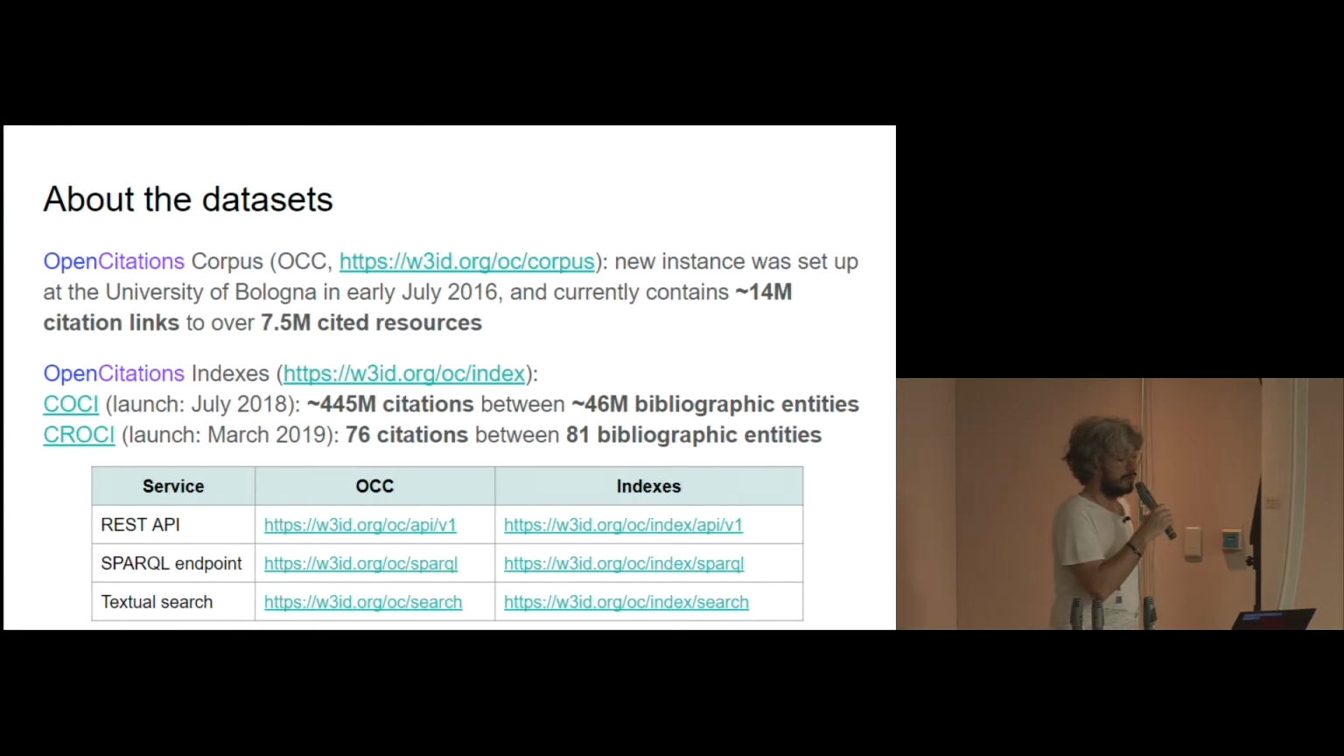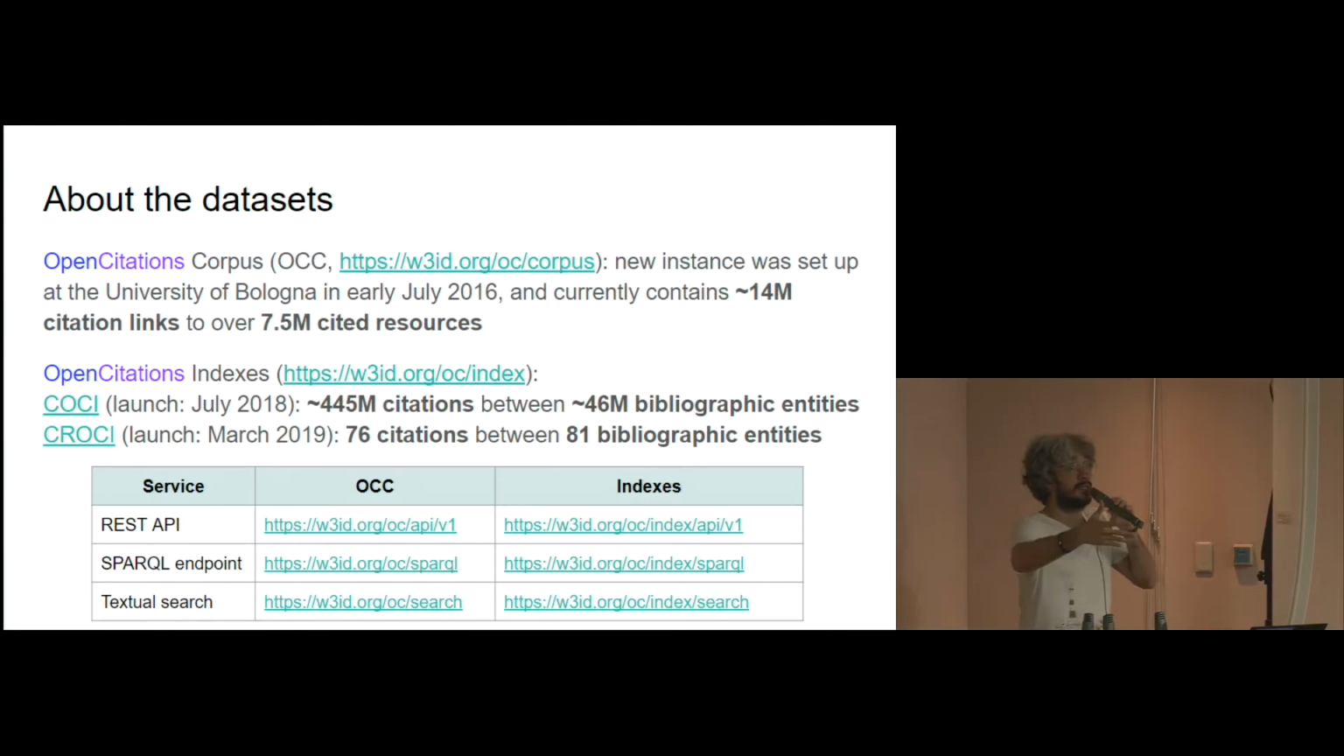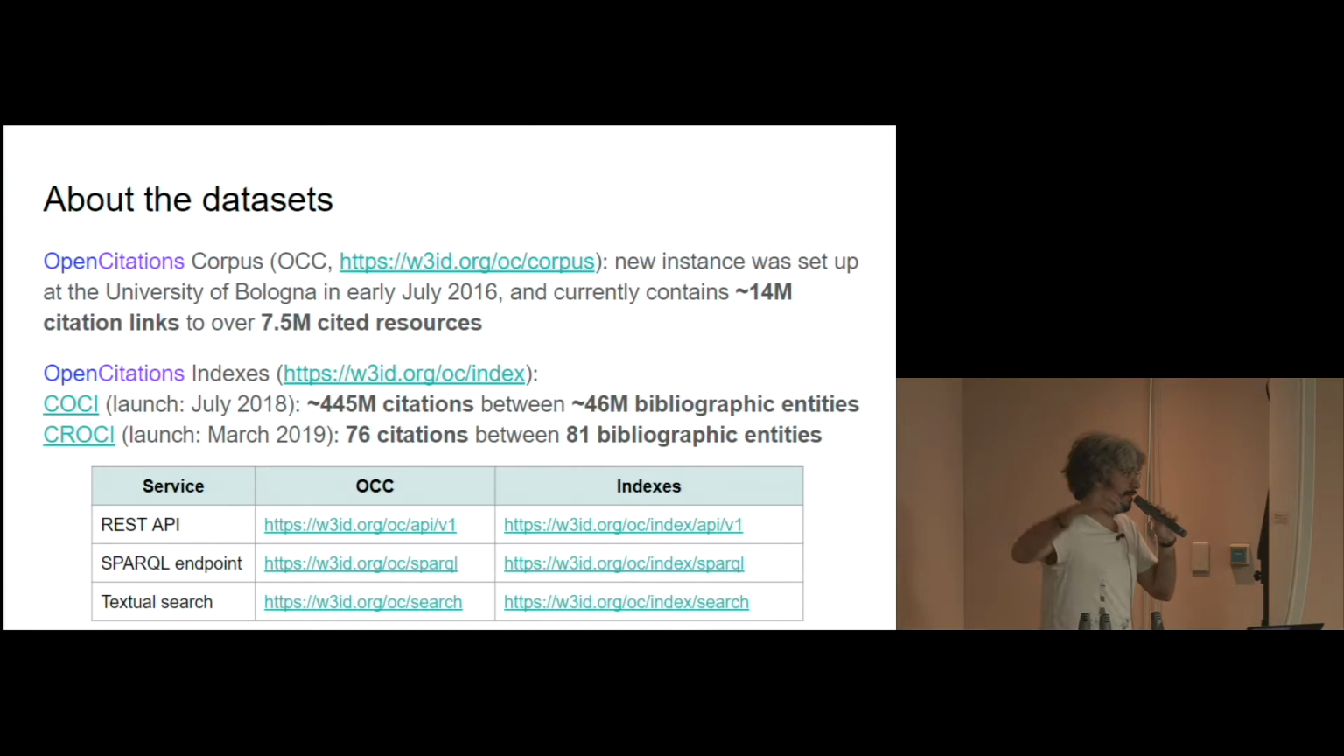And all these services can be accessed and queried in different ways. We made available three different interfaces: a REST API for both the datasets, a SPARQL endpoint for those who are experts in semantic web technologies, and also textual search. So if you are a human and you want to look at some of the data, there are textual interfaces that allow you to look for data.